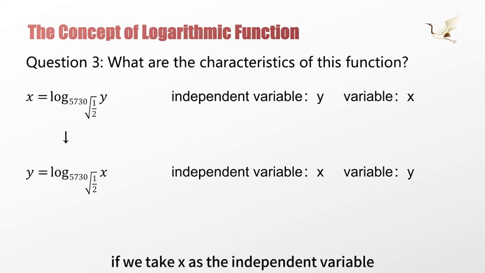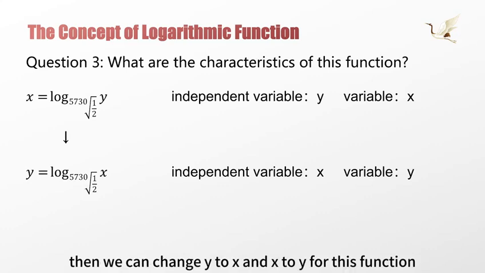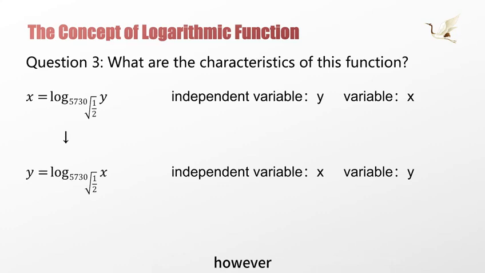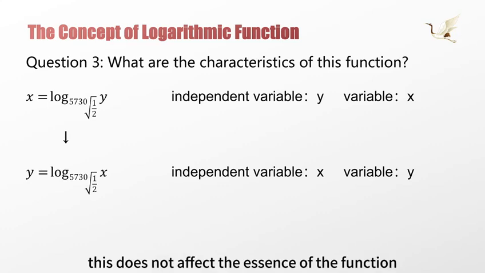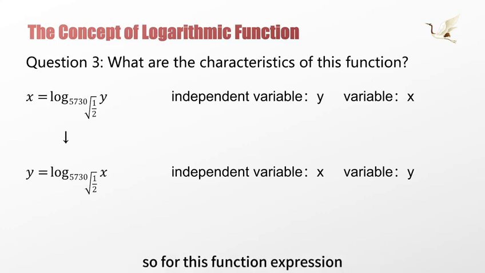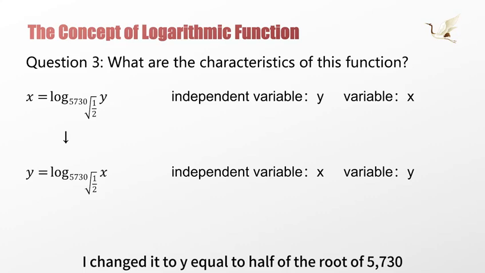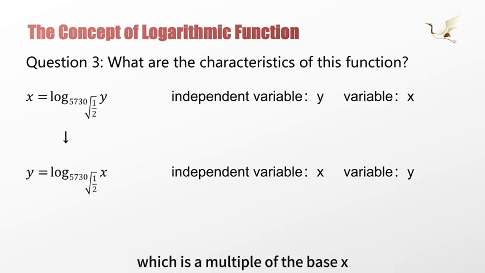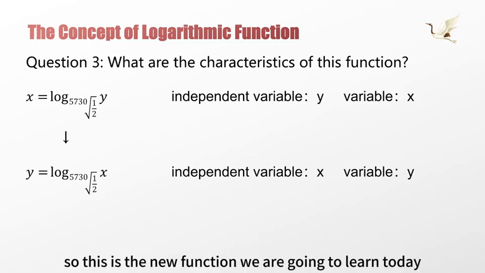If we take x as the independent variable and y as the variable for a typical function, then we can change y to x and x to y for this function. However, this does not affect the essence of the function. So for this function expression, I changed it to y equals the logarithm of x with base one half to the power of 1/5730. So this is the new function we are going to learn today.